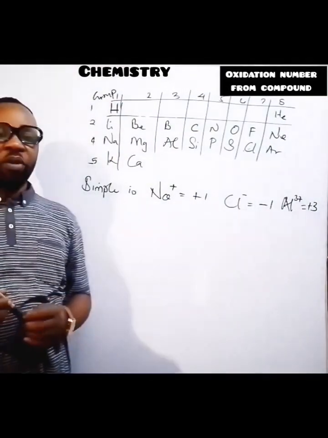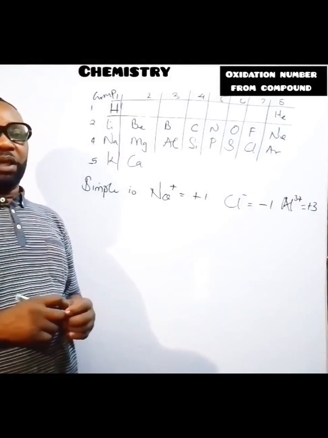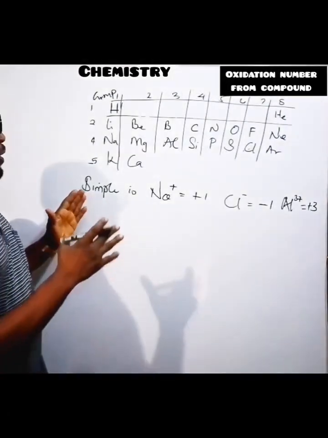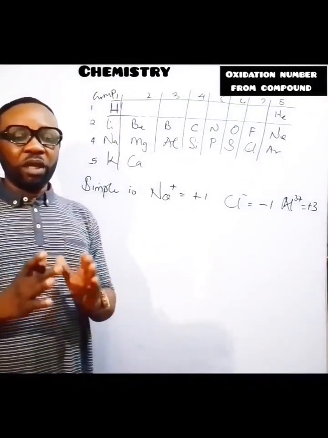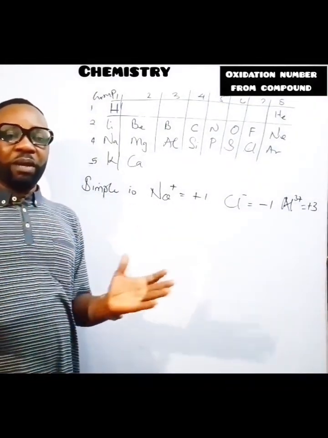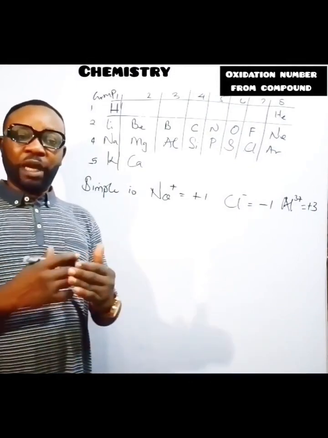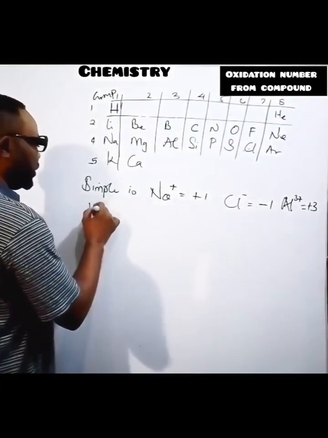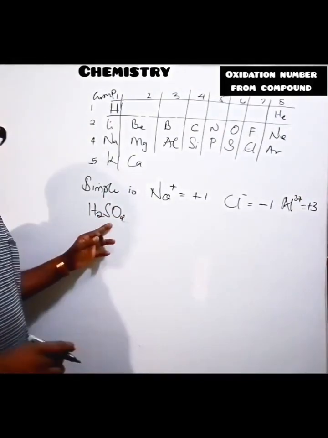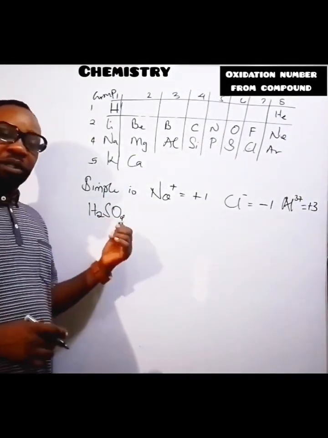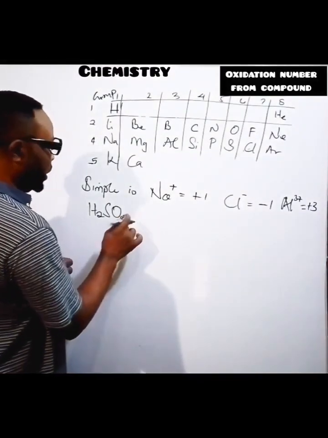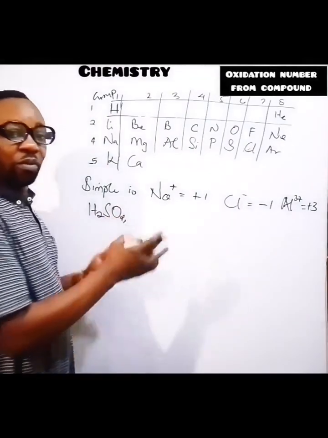The other rule we are going to also talk about is that in a compound state, when you have an element in a compound state, I'm talking about when you have an element in the form of a compound. For instance, if you have something of this nature, H2SO4, this is a compound. Though this is an acid, this is a compound form of a particular set of elements coming together.